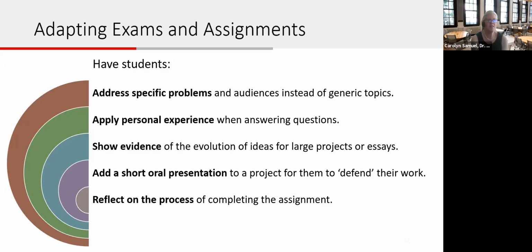Applied personal experience, well, that sort of goes without saying. If students are writing about their own experience, that lessens the chance of plagiarizing. And then showing evidence of the evolution of ideas for large projects or essays, that can be done through a multi-stage assignment, for example, or through a portfolio.